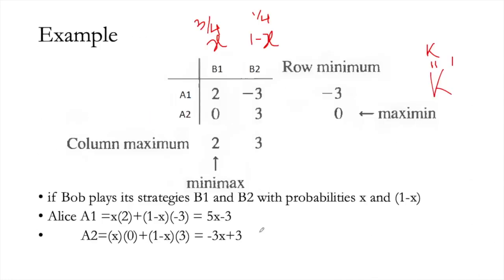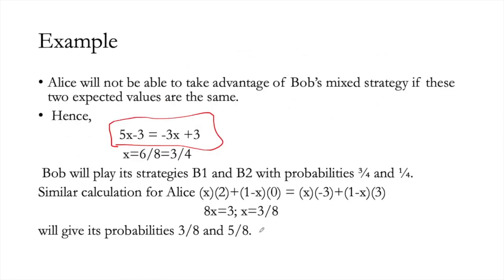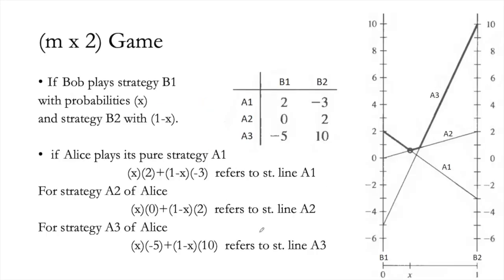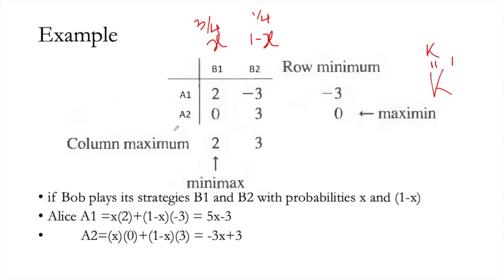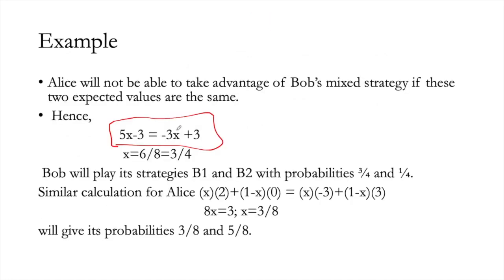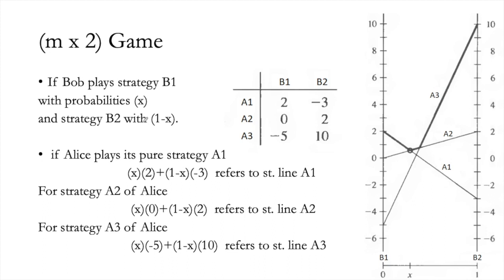But again, not all games are going to be 2 cross 2. In this particular case, we will only be concentrating on 2 cross 2, 2 cross n, or m cross 2 games. So the next case is if we have an m cross 2 game. M cross 2 game means Alice has m options, Bob has 2 options. We cannot directly apply this strategy because finding this probability for Alice will be difficult. So what we can do is apply a graphical technique.